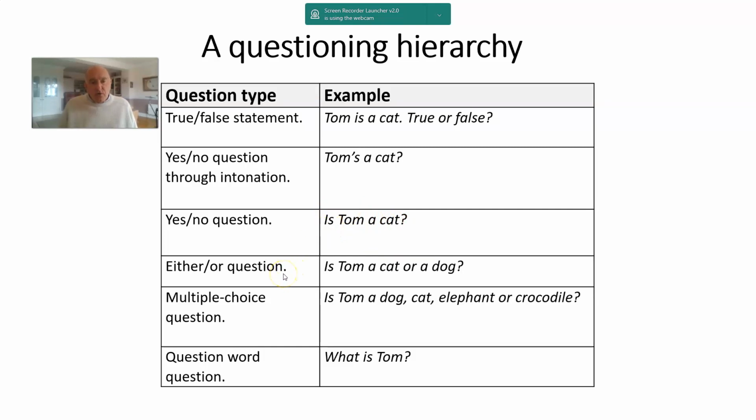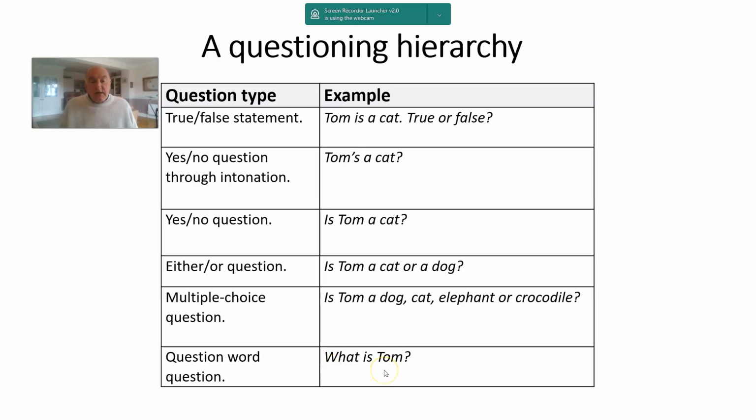Then we have either-or questions, which demand a little bit more processing. For example, is Tom a cat or a dog? But the answer is still in the question, and the answer is a cat. Then we have an extension of the either-or question, what you might call the multi-choice question. Is Tom a dog, cat, elephant, or crocodile? Notice how much input there that students are getting, and the answer is still in the question. It's a cat.